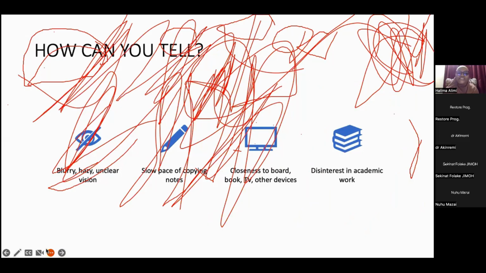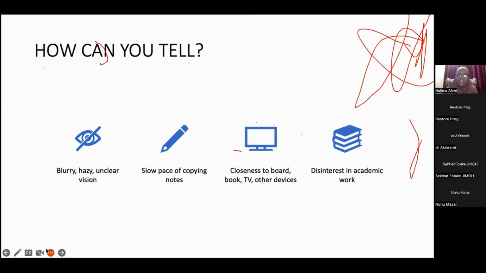And then there's sitting close to the board. Sometimes you have children wanting to always be close to the TV, close to the board in class, putting books or other devices very close to their faces. This is an indication that a child is likely to be short-sighted. And when children just have a general disinterest in academic work, it may be because they can't see clearly. If you're sat wherever you are in class and the board is all blurry, and your book is blurry, you become disinterested. And so sometimes disinterest in work can signal that there's a problem. It might be a refractive error in the child.